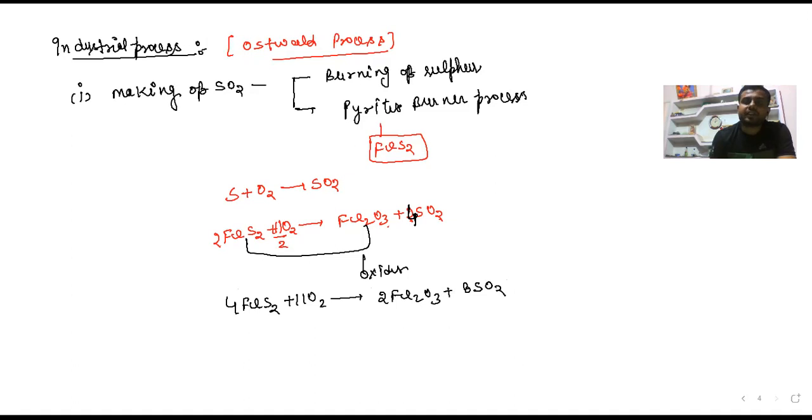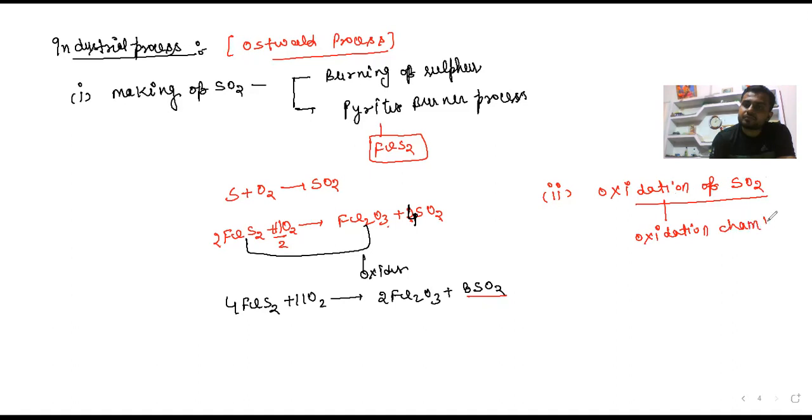Okay, yes. The second process is, because we have now SO2, this SO2 is oxidized. That is oxidation of SO2. This oxidation of SO2 will take place in a very special chamber named the oxidation chamber process. And this SO2 will convert into SO3 with the help of oxidation.